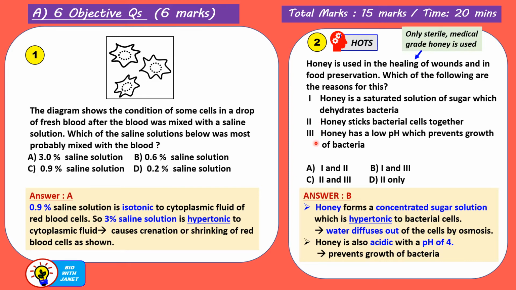Number 3, honey has a low pH which prevents growth of bacteria. This is correct, because actually honey is acidic. If you have read widely about this, we know that honey is acidic and has a pH of around 3.9 to 4, and an acidic condition will prevent the growth of bacteria. So the answer is 1 and 3, B.